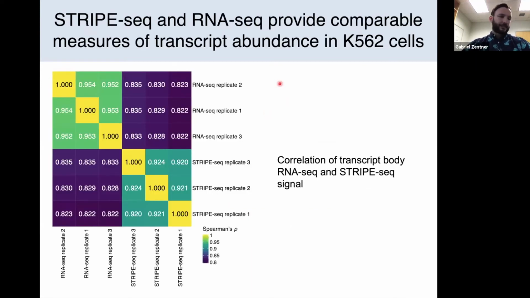So we didn't do any treatment of K562s, so for a measurement of transcript abundance, we simply correlated RNA-seq and STRIPE-seq transcript abundances, and we get quite good Spearman correlation coefficients between RNA-seq and STRIPE-seq. I'm getting about a 0.82 to 0.84 correlation. So the measurements, while not exactly the same, are highly similar.